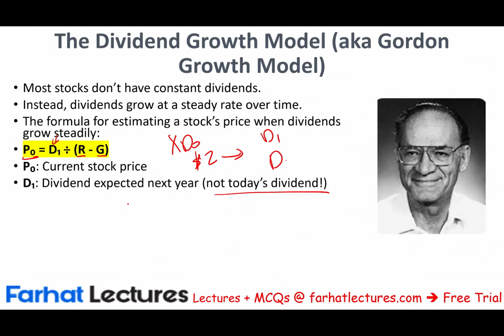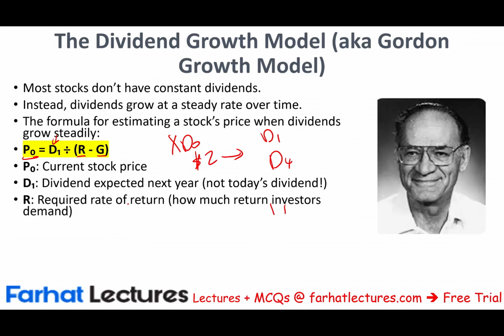If you are given D4 and you want to find the price next period, you would look at the next dividend, which is D5. So be careful. If the price is P4, you want D5. It's the next dividend discounted at R, the required rate of return, minus G, the growth rate.